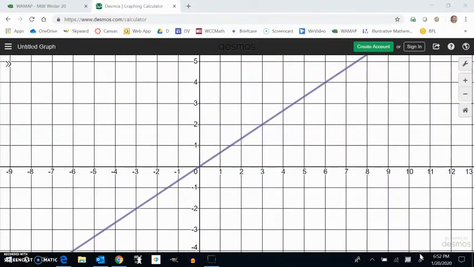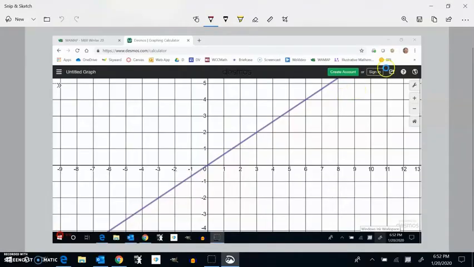All right, there's our new line. It looks like our b value is 0. And our slope, this looks like it goes over 3 and up 2, change in y over change in x, or rise over run, so m would be 2/3.